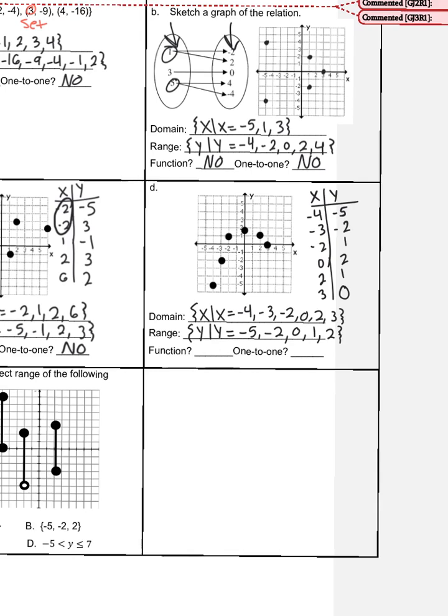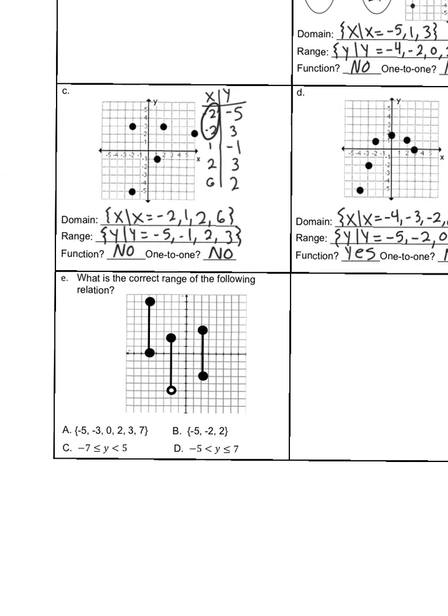Okay, is it a function? When I look at the x, I do not see any of those numbers that are repeating. So yes, this is a function. Is it one-to-one? Well, for one-to-one, you're looking for repeating y values, and I've got 2 number 1s there, so no, it is not one-to-one because of those repeating y values.